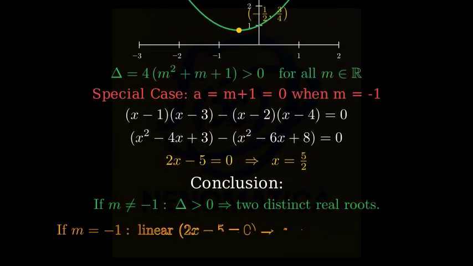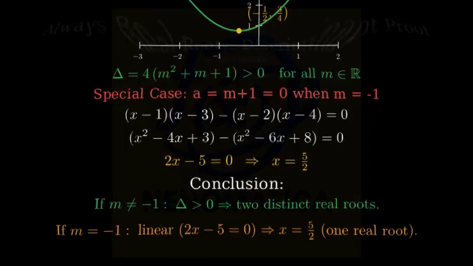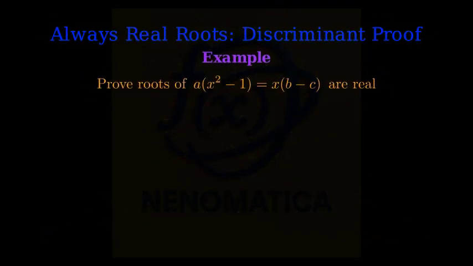Final summary. For all m not equal to −1, the equation is a genuine quadratic with positive discriminant, hence two distinct real roots. For m = −1, it becomes linear with one real root equal to 5/2. Therefore, the original equation has real solutions for every real m, and has two real roots for all m except −1.